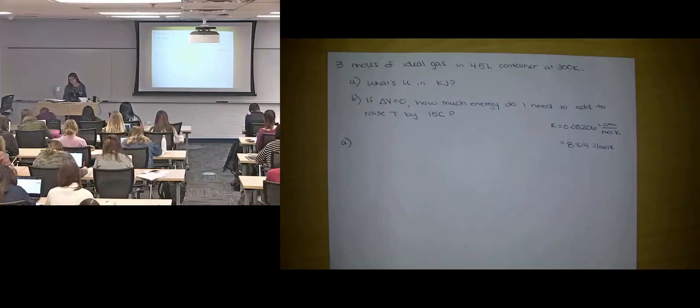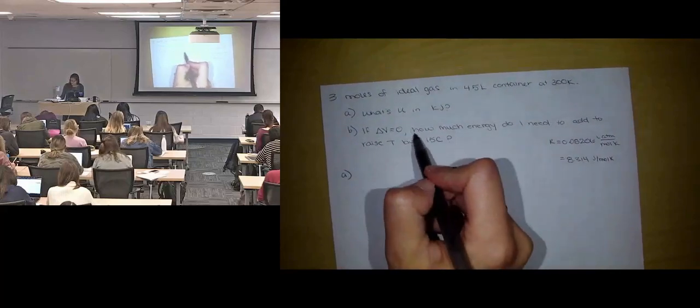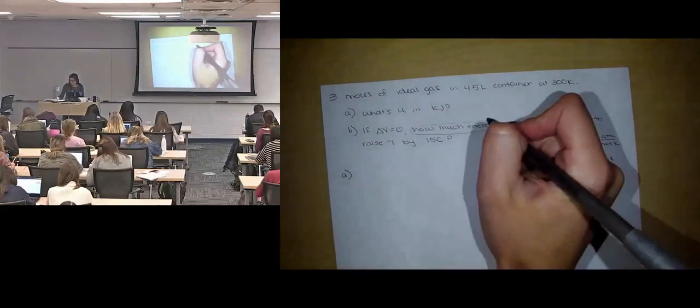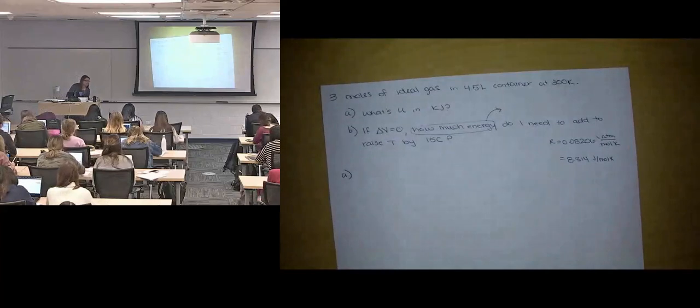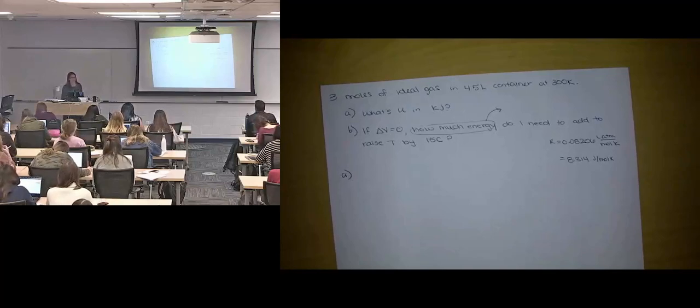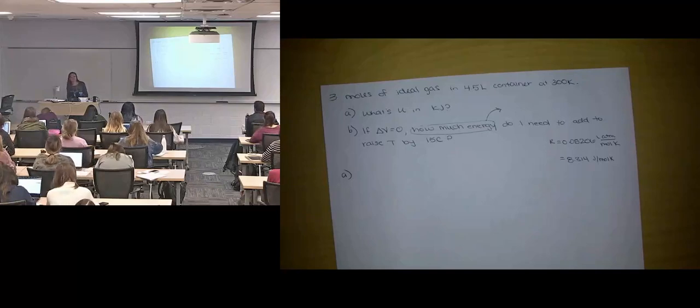And then it had said if at constant volume, how much energy do I need? So delta V is equal to 0. When it's asking how much energy do I need, what term is it asking for here? Just guess. CV is heat capacity. So the units there are not just energy units. It wants how much energy.